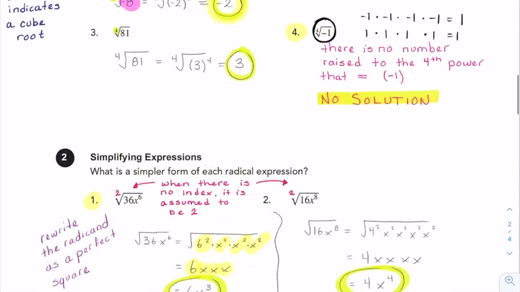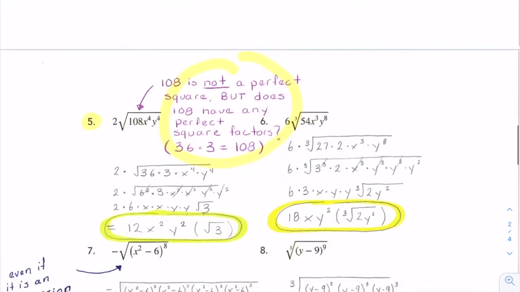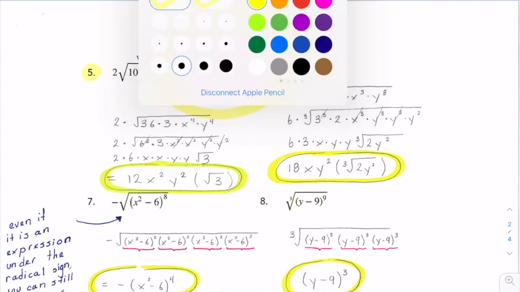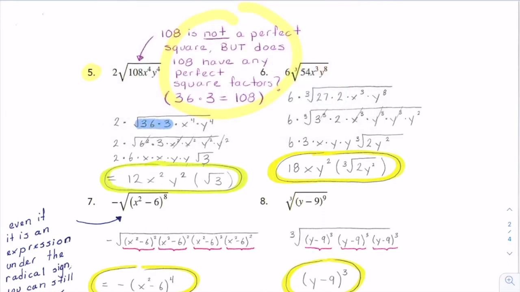So 36 times 3 is going to give you 108. I put that right here. I'm going to change my highlighter to blue. 36 times 3 gives you 108. Then we still had x to the 4th times y to the 4th.